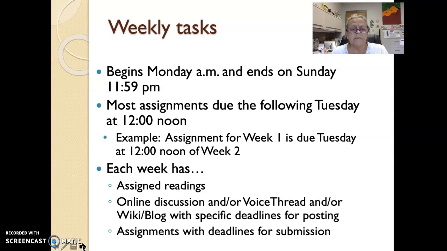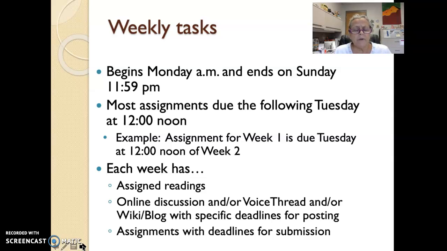Each week has assigned readings. Some are from your Taylor book on research. Some are posted, or linked, within this Blackboard. Each week usually will have an online discussion and/or a voice thread and/or a wiki blog with specific dates for posting. Assignments will have deadlines for submission.